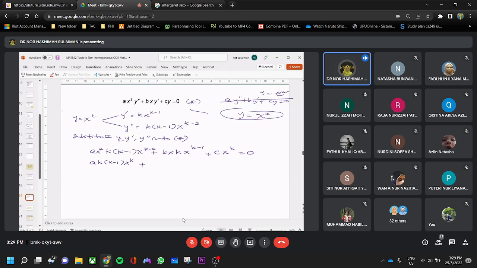Ini pun sama, kita ada x kuasa 1 kat sini kan? Darabkan dengan x kuasa k tolak 1, dia x to the power of 2 cancel out, x to the apa? Jadi x kuasa 1 tolak 1, x kuasa kosong. So dia akan jadi x kuasa k, betul? Betul tak ni? Okay, alright. C x^k equals to 0.